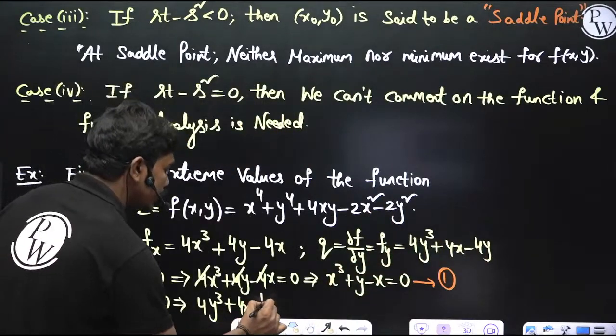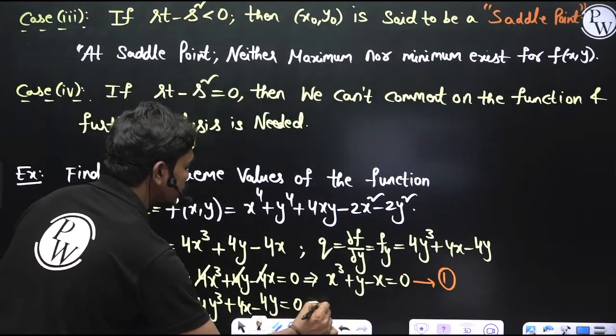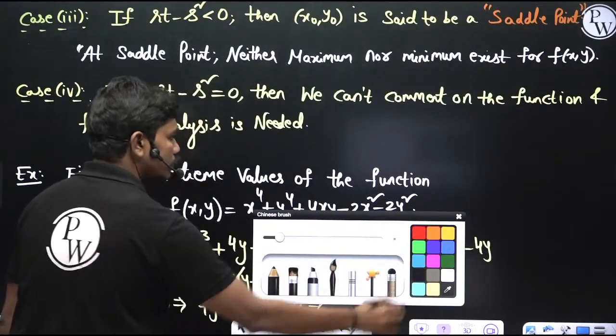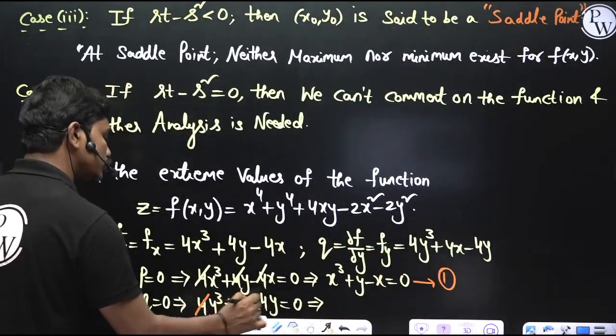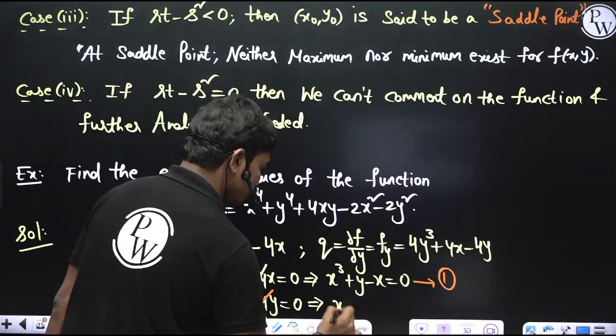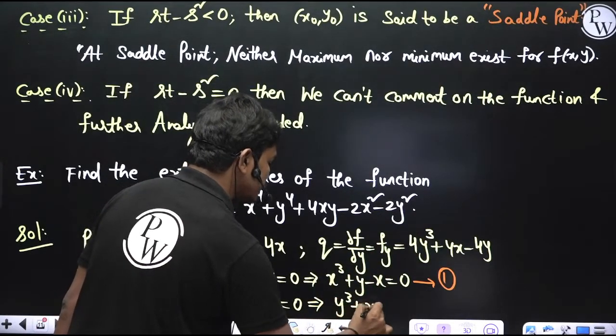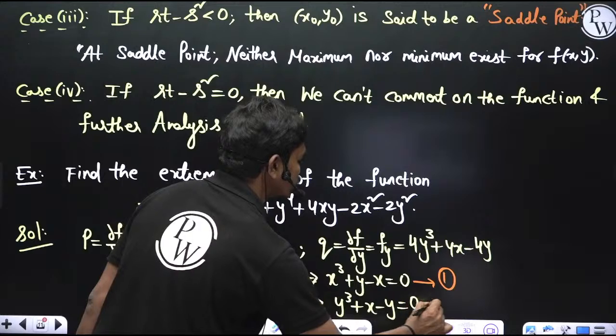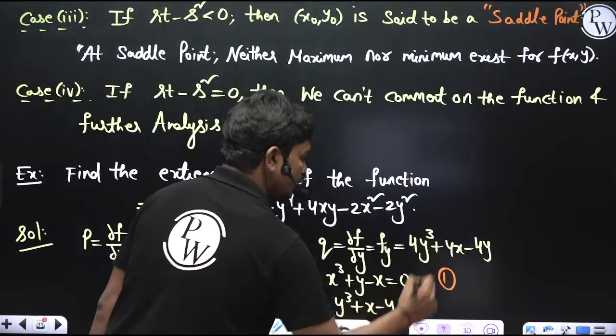So minus 4y is equal to 0. So this implies, if you cancel 4 all over, this equation becomes y cube plus x minus y is equal to 0 actually. So this is equation 2, of course.